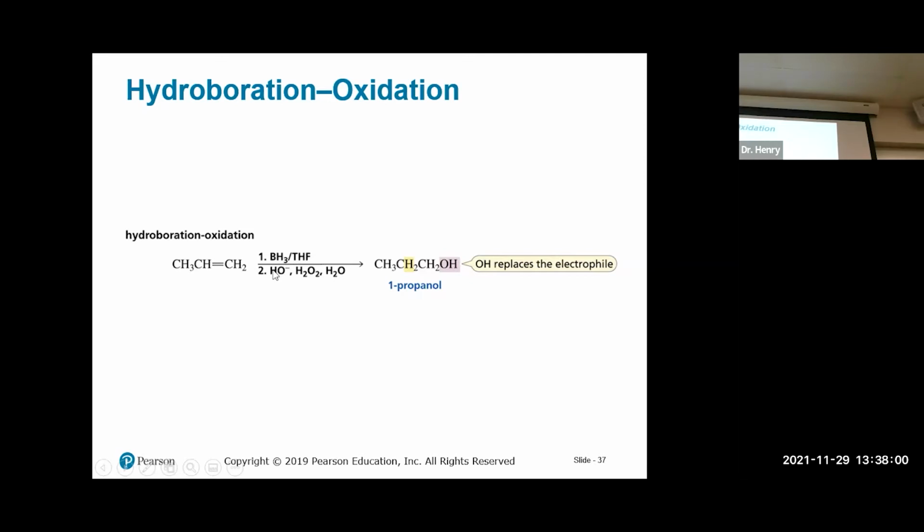Okay. So in this case, the first step is that you're going to be using the borane, and these guys are going to kind of act like a catalyst. They're going to help initiate the process, right? And when we do that, we're splitting up that double bond, and we get the formation of an alcohol. Okay. So in this case, that OH is going to be replacing the electrophile. It's going to be replacing the boron.